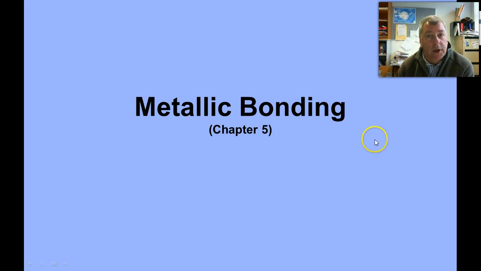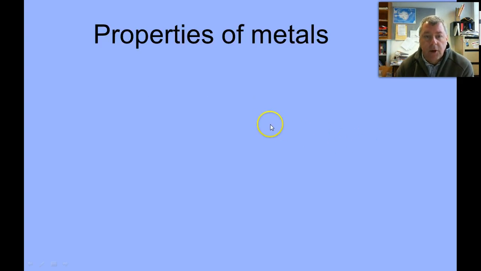This is following on from ionic bonding, so it's our next bonding model, and it explains the bonding between metallic elements, so the elements on the left hand side of the periodic table. Remembering, ionic bonding was when we were bonding metals with non-metals. So what are the properties of metals? We'll go through the properties of metals just to make sure we're all clear, and then we'll explain the metallic bonding model that attempts to explain those properties.